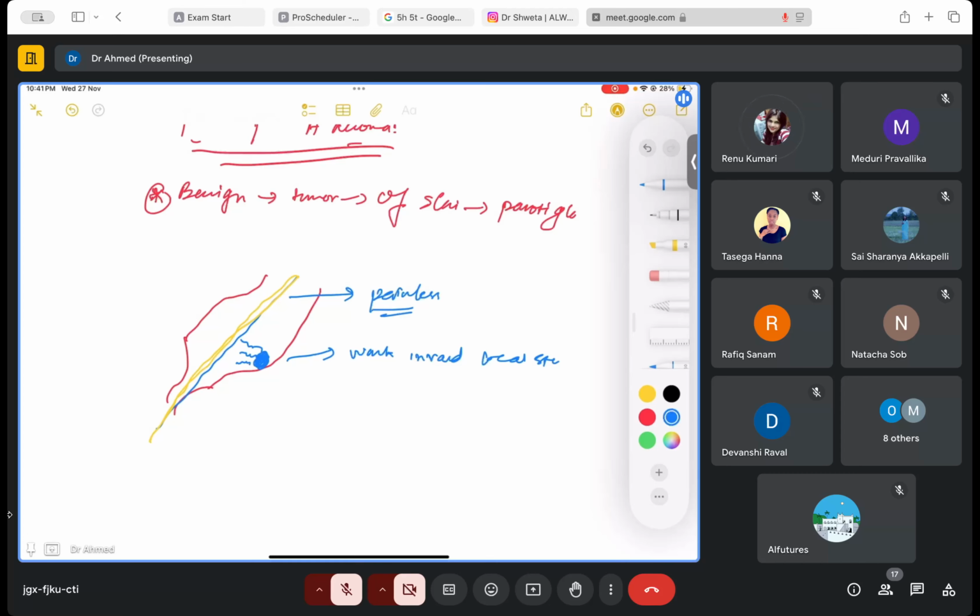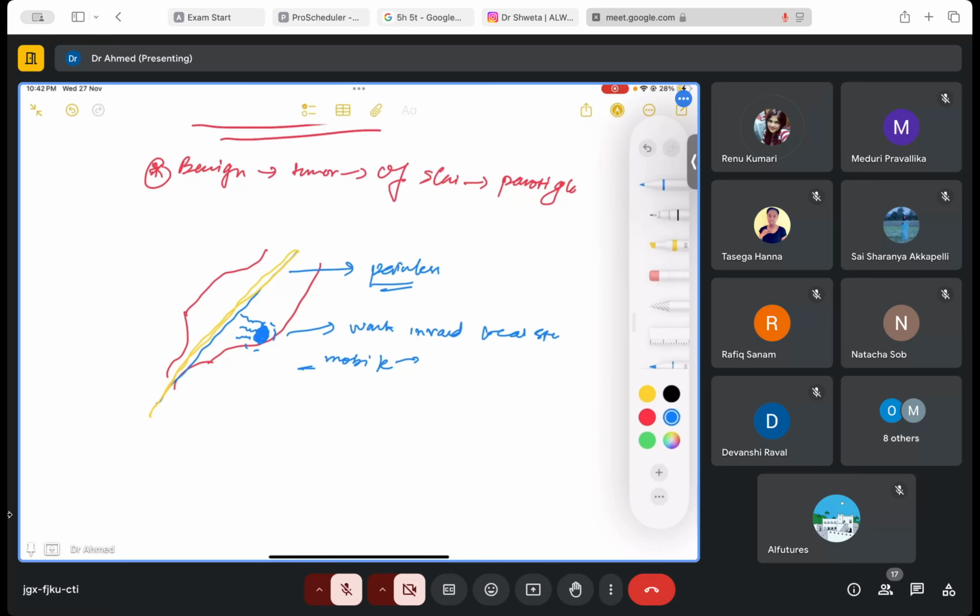If the nerve isn't involved, it would be painless. Okay, so it would be well circumscribed and mobile. What does mobile suggest? A mobile mass means it hasn't invaded the structure. That's why you can easily move it with your hand, right? So you're going to see a mobile structure without any pain. Why? Because it's a benign tumor.